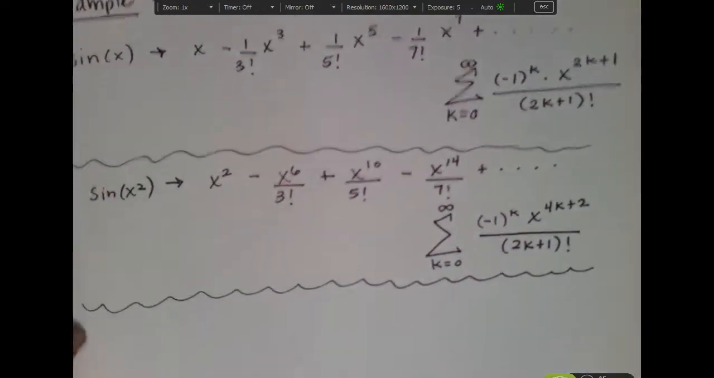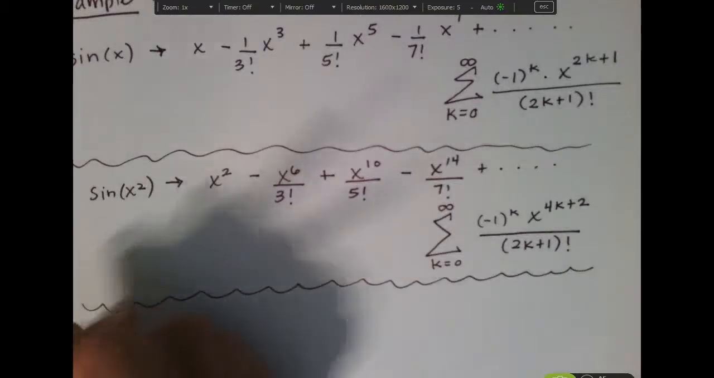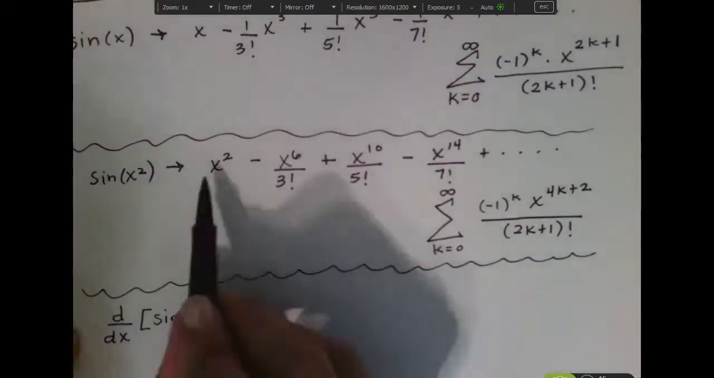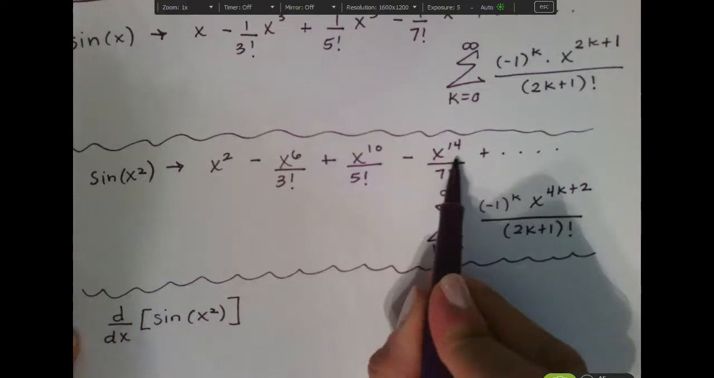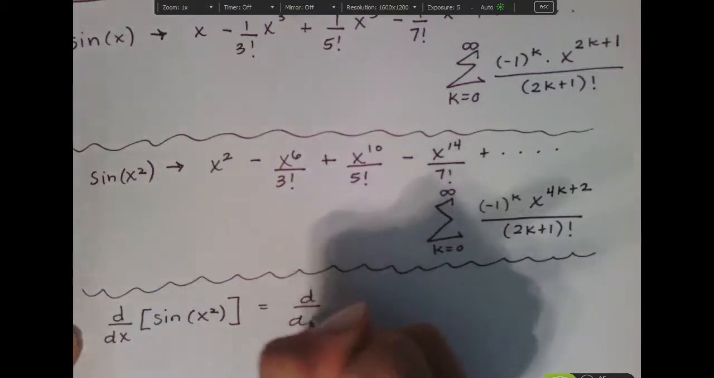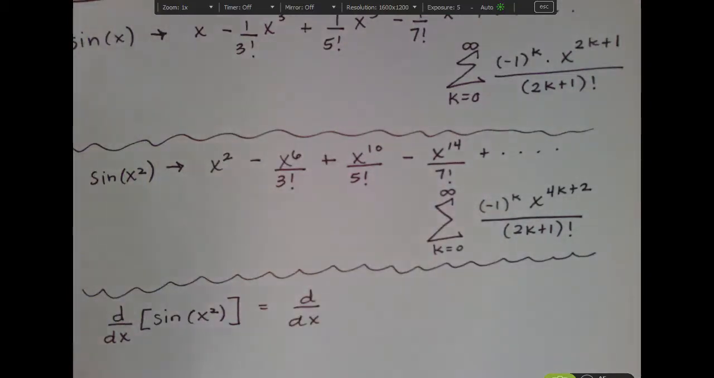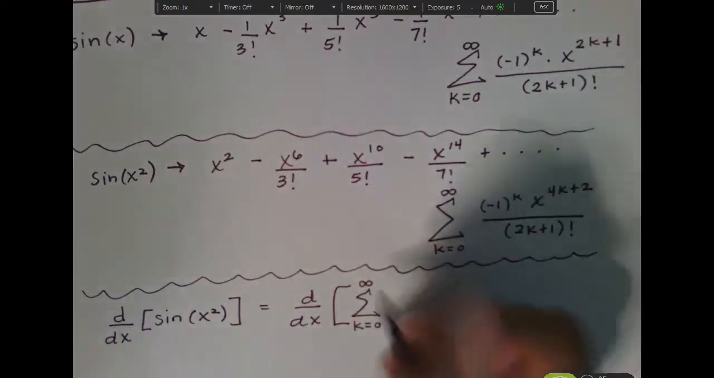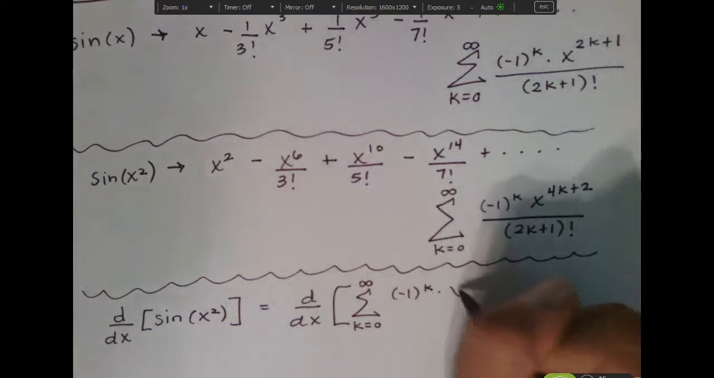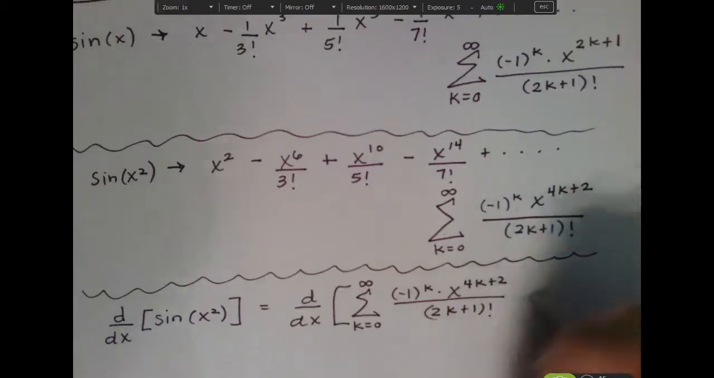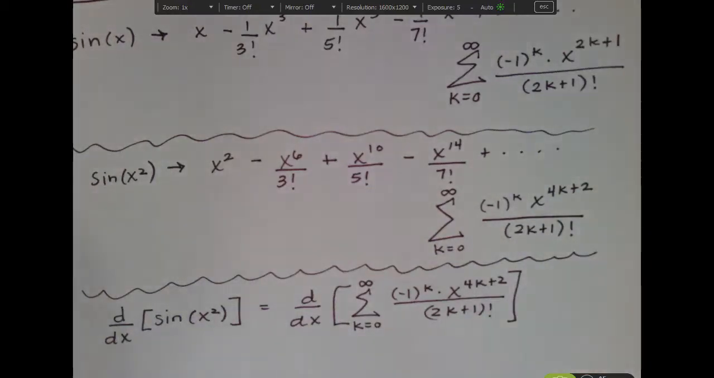So what we want to do is take the derivative of the sine of x squared. And again, we can do it by taking the derivative of every single term and then trying to come up with a summation notation to represent that, or we can just take the derivative of the summation piece. So if we take a look at the derivative of the power series from k equals 0 to infinity, negative 1 to the k times x to the 4k plus 2, all divided by 2k plus 1 factorial, we will work on getting the derivative that way.